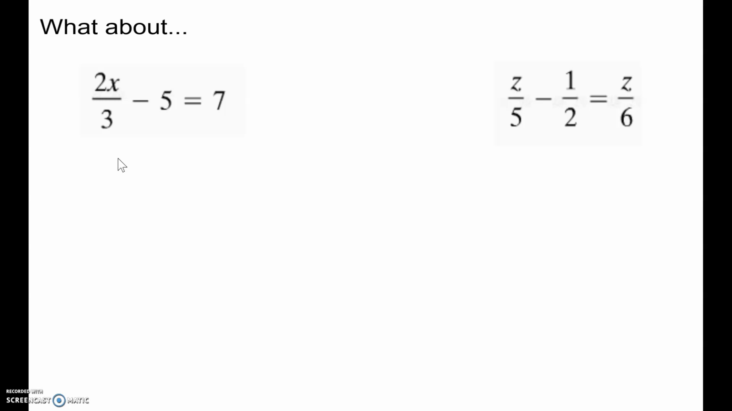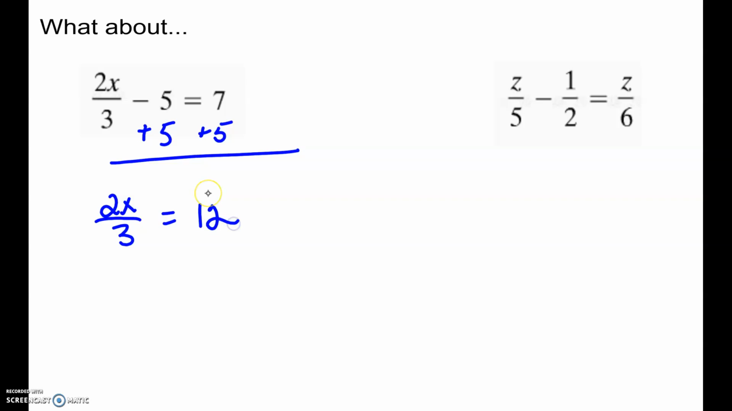The first example is 2x over 3 minus 5 equals 7. Since I have only one fraction in the entire equation, to me it makes most sense to just deal with it as it is. So that normally means we're going to isolate my x term and get it by itself so the numbers are all on the other side. That means we have to get rid of this minus 5, and we can do that by adding 5 to both sides. Great. All right, so now we have 2x over 3 equals 12.